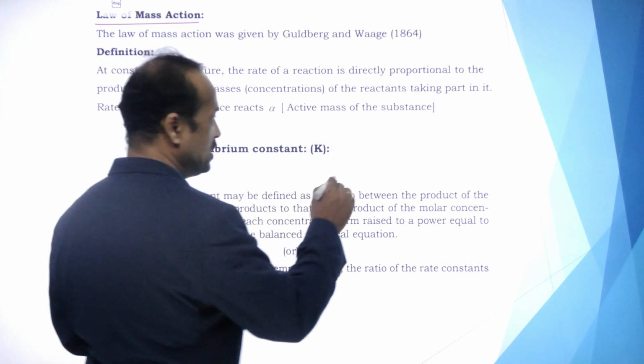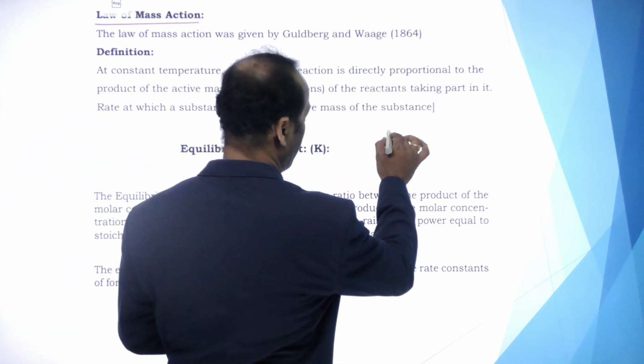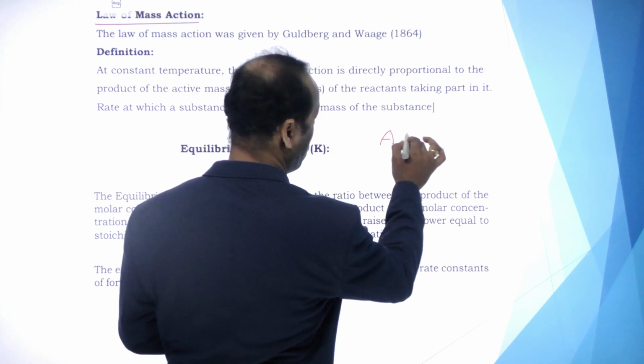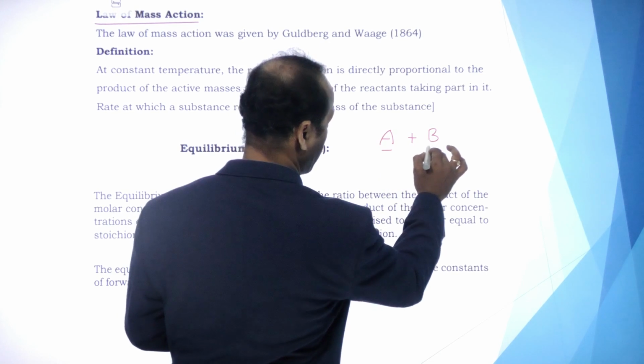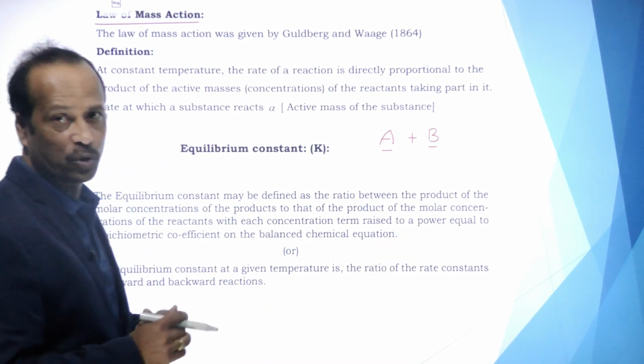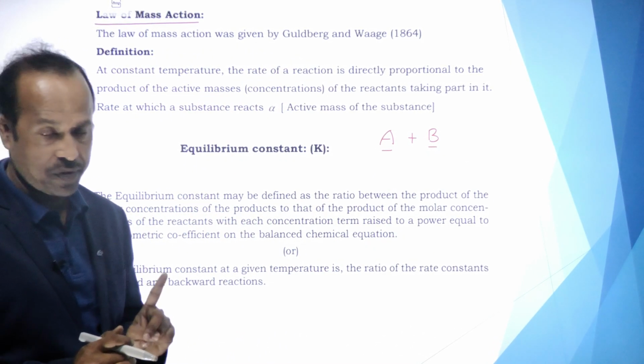Chalo. Now what is the law of mass action? Students, for example, there are some reactants, like we took in the previous slide, A plus B. A is a reactant and B is also a reactant. Two reactants, A and B, right?